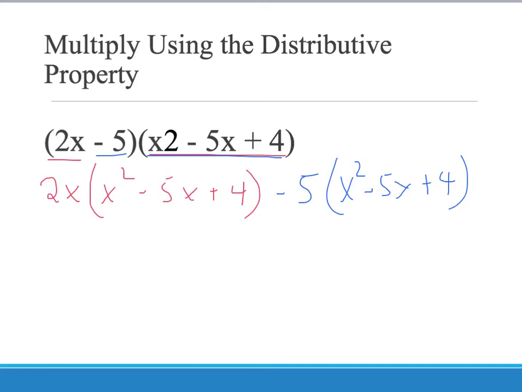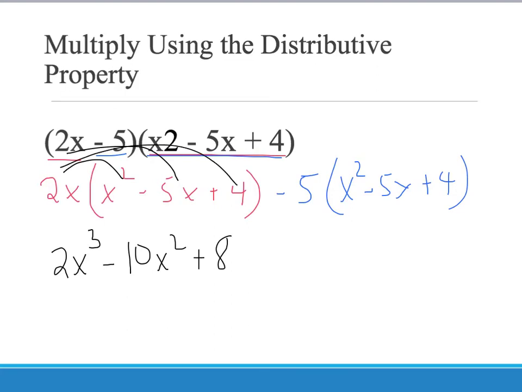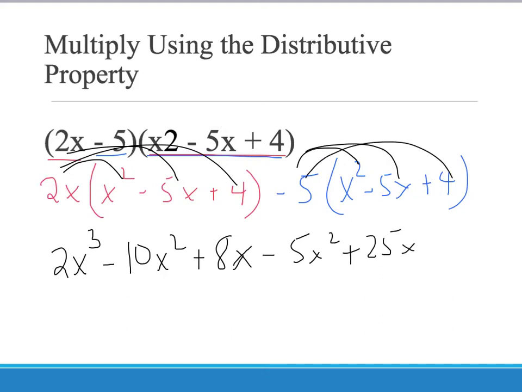And now let's distribute. Okay, so I have 2x to the third minus 10x squared plus 8x. Okay, minus 5x squared plus 25x minus 20. And combine.